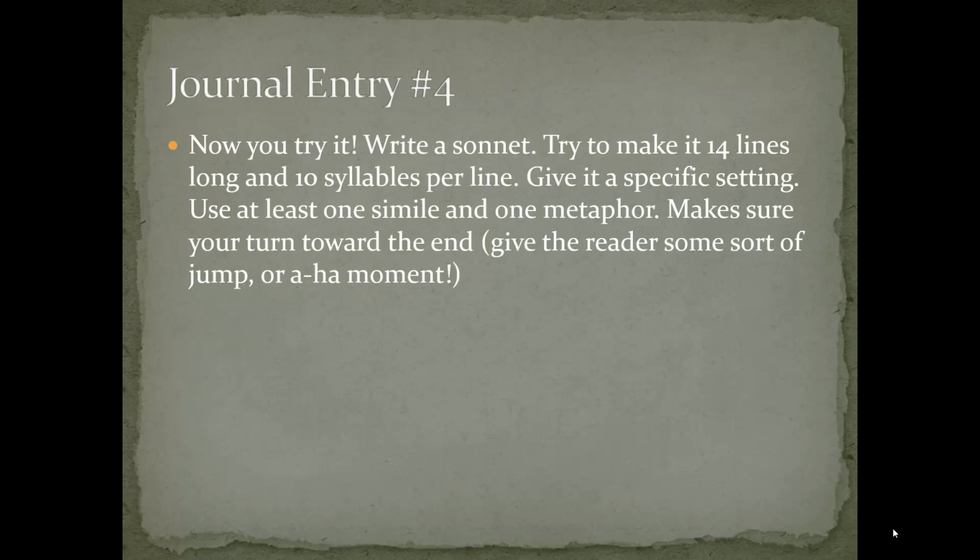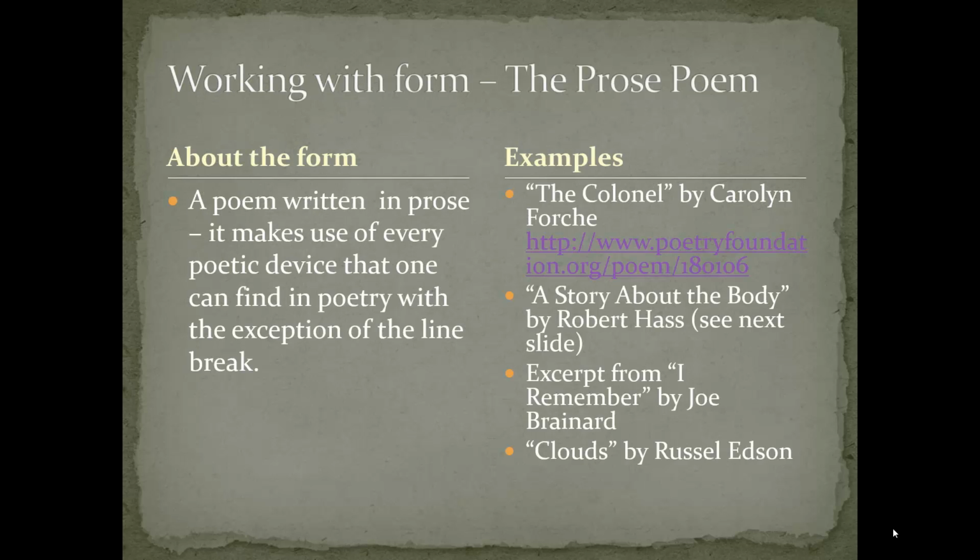So you are going to try your own sonnet. I want you to try to make it 14 lines long and 10 syllables per line. Give it a specific setting. Use at least one simile and one metaphor, and make sure you turn toward the end. So you want to give the reader some sort of jump or aha moment. So make it different, that last line or the last 2 lines or even the last 3 lines. It doesn't matter. Make it the last part of the poem.